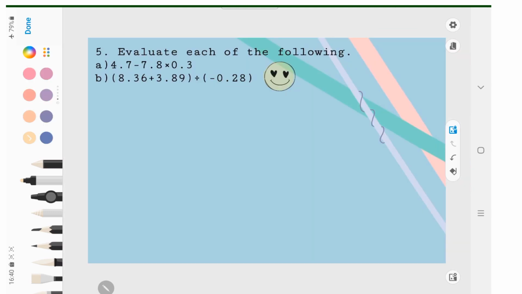5. Evaluate each of the following. 4.7 minus 7.8 multiply 0.3. First, we will solve 7.8 multiply 0.3, which is 2.34. Then we do 4.7 minus 2.34, and the answer is 2.36.